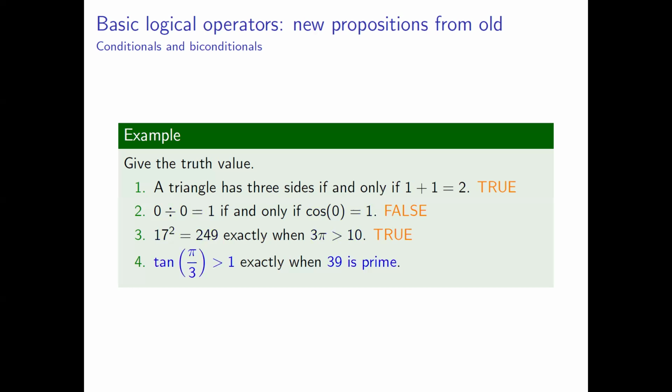In the last sentence, the statement the tangent of pi over 3 is greater than 1 is true, and the statement 39 is prime is false. Therefore, the biconditional statement is false.